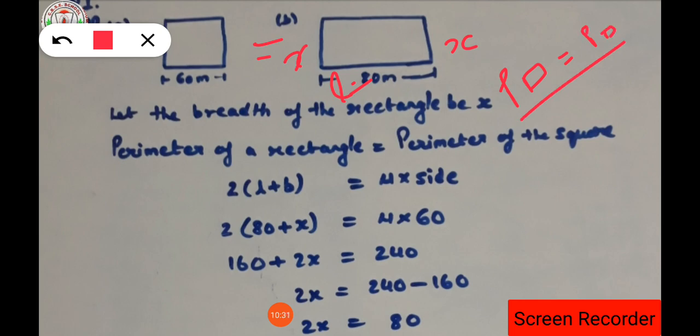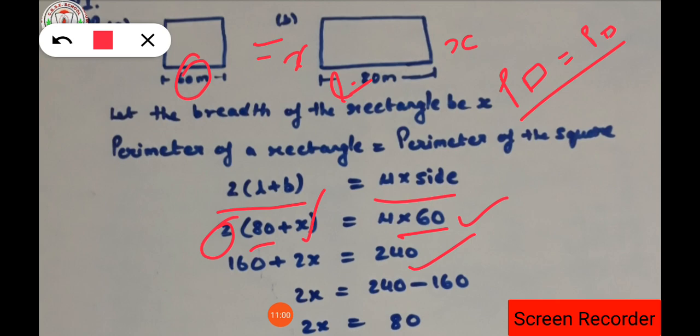Both of the figures' perimeters are equal. So the perimeter of a rectangle formula is 2 into (L plus B), whereas the perimeter of a square formula is 4 into side. The L value we have is 80, the 2 comes from the formula, and the breadth we had considered as x. Now 4 comes from the formula, and the side of the square is 60. So 4 into 60 is 240.